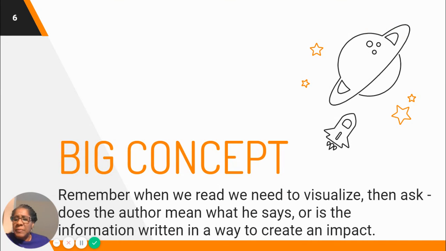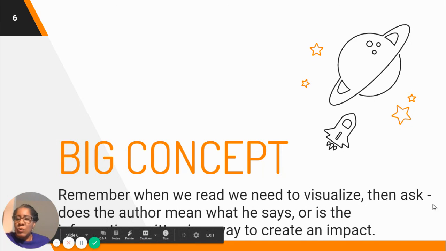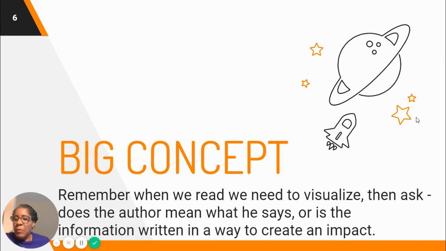Again, if you have any questions, remember to always reach out to any one of the third grade teachers. In terms of the big concept and what we reviewed here today, remember, when we read, we always want to visualize exactly what is going on in the story. That helps for better comprehension as well. Then ask ourselves, does the author mean exactly what he's saying at this time? Or is the information being written just for the purpose of creating an impact or some sort of effect? Okay, make it more interesting.